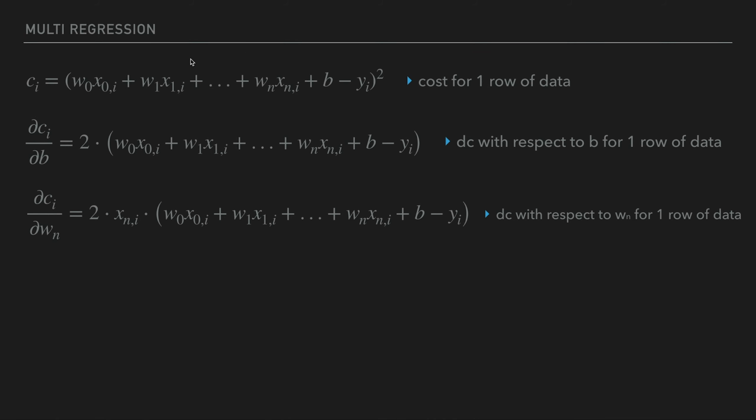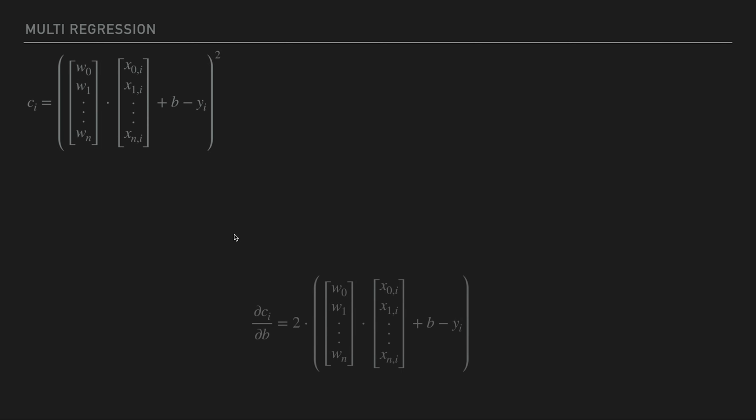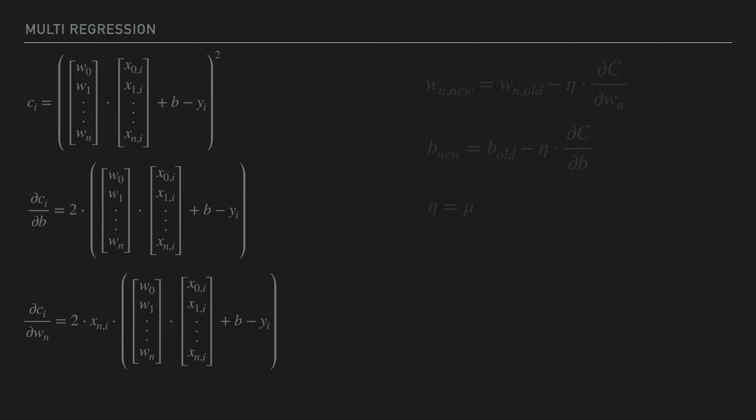So these are the equations that we derived in our previous video. Again, I will express this in terms of the dot product because it's a lot easier to program this way, as you will see as we move on with our code. And these are also the equations that we will use to update the nth weight, and this is to update the bias, or the b value.